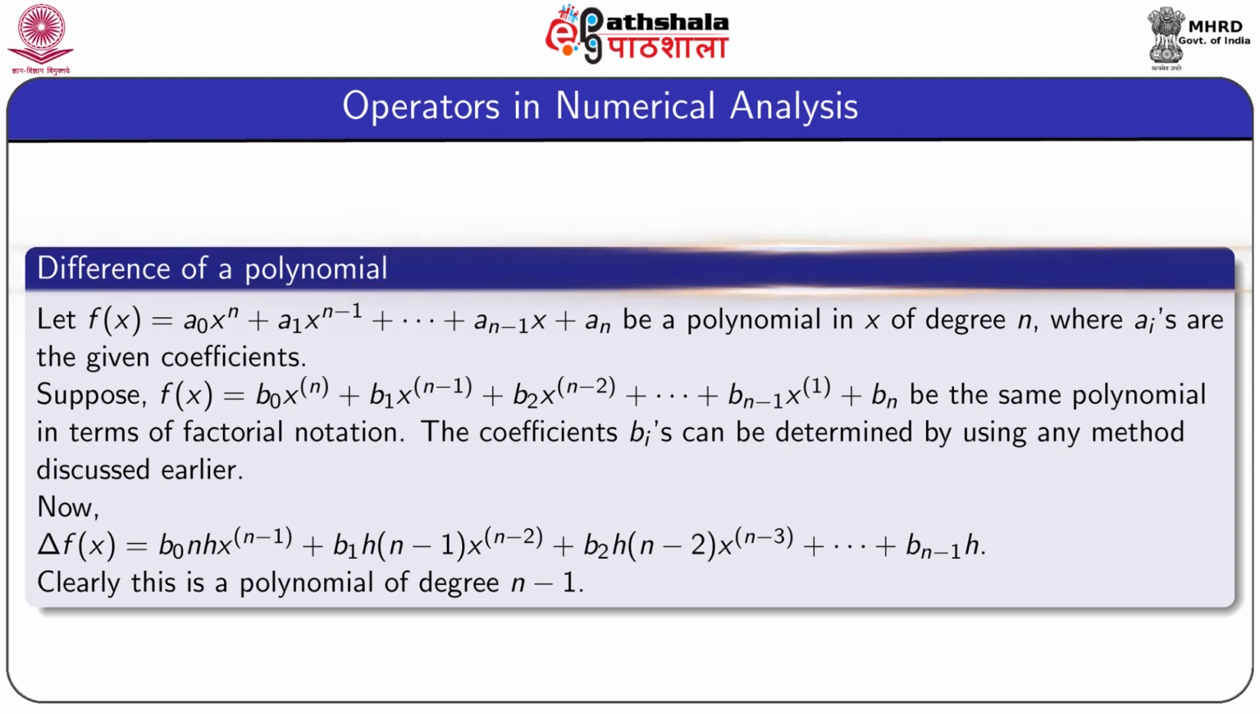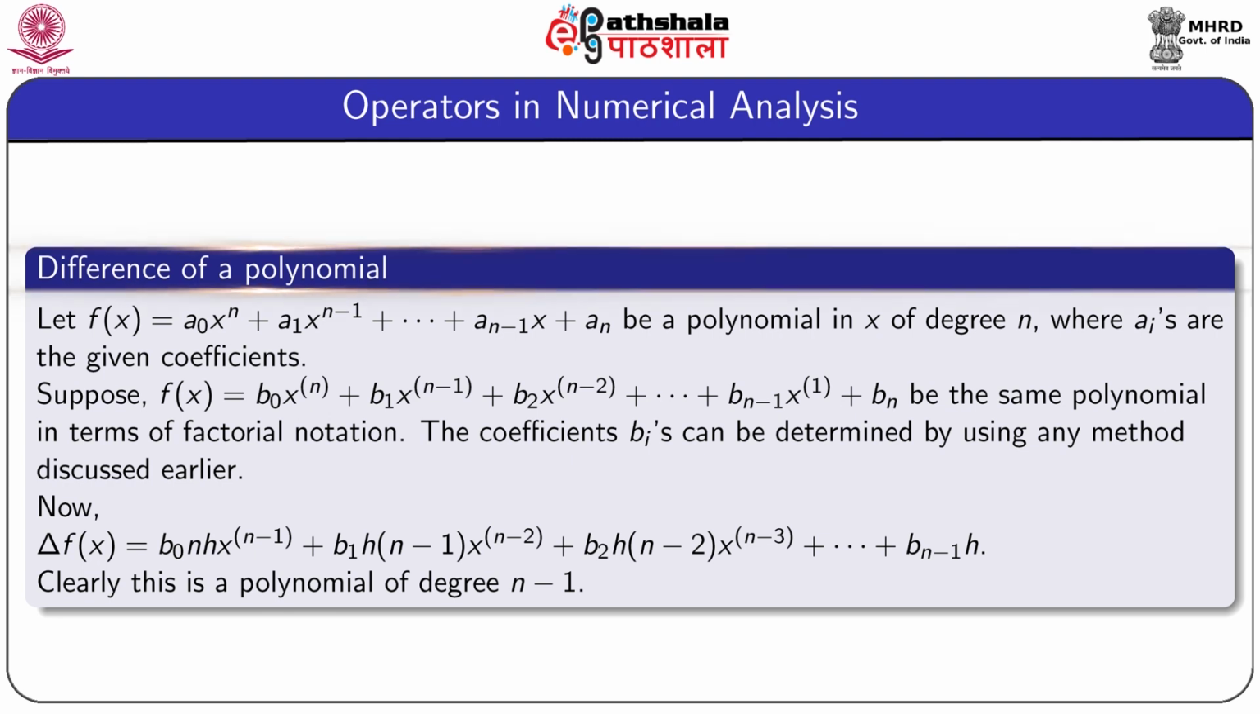b0 x factorial power n plus b1 x factorial power n minus 1 plus b2 into x factorial power n minus 2 and so on. Lastly, b n minus 1 x to the power factorial 1 plus b n, and the degree of the polynomial remains unchanged, but the coefficients b0, b1, b2 etc. can be represented in terms of a. There are some rules available.